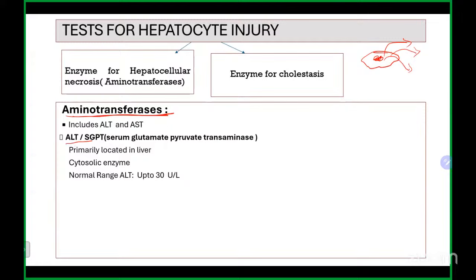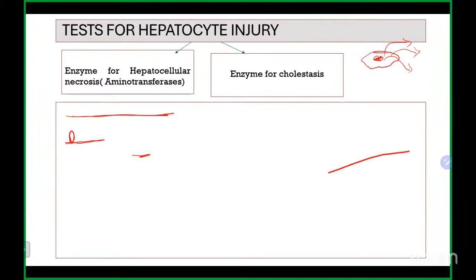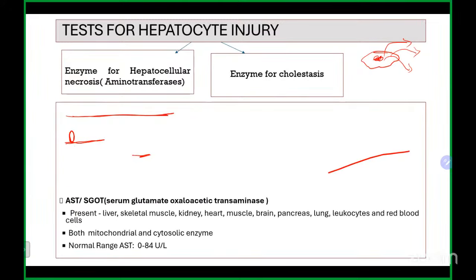Now, ALT, also called SGPT, is very specific to the liver. So how do we remember that? L for liver. So ALT is very specific for liver, whereas AST may be found in multiple places like liver, skeletal muscle, kidney, and other areas. That is why this is not very specific.